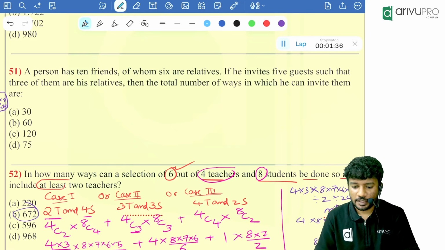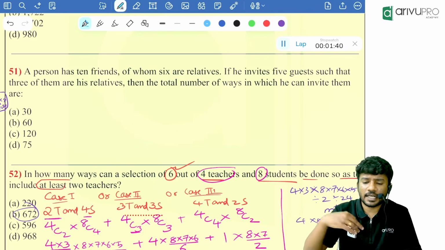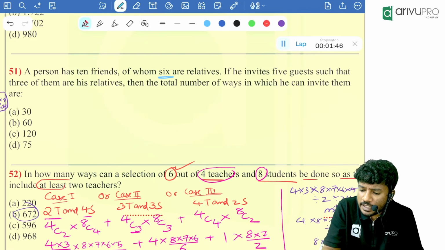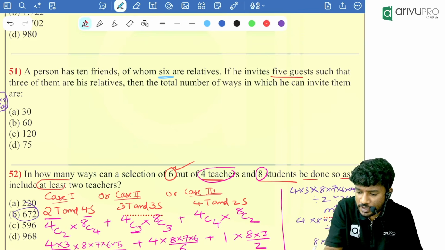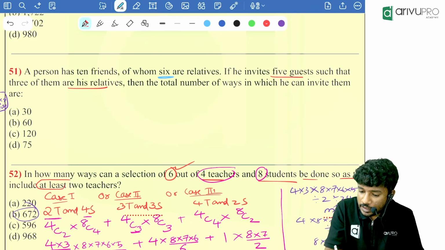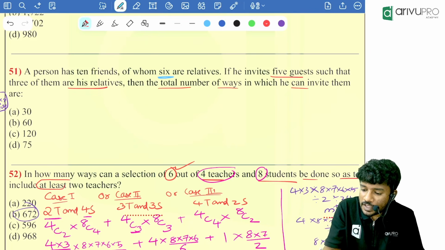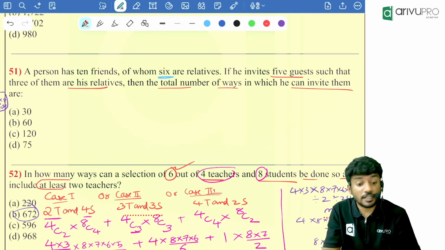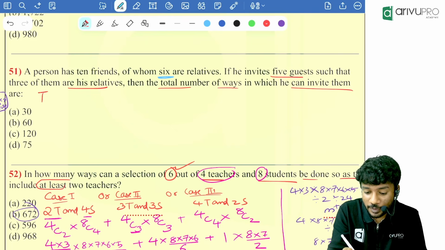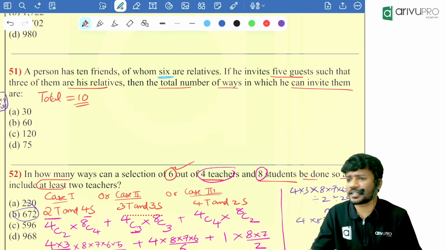Everyone, a person has 10 friends, of whom 6 are relatives. If he invites 5 friends such that 3 of them are his relatives, then the total number of ways this invite can be done is how much is the question. Okay, people, listen carefully. Total how many are there? 10 friends are there in total.